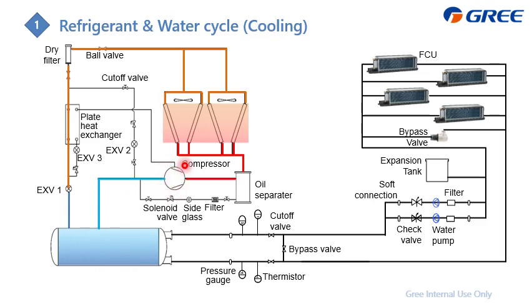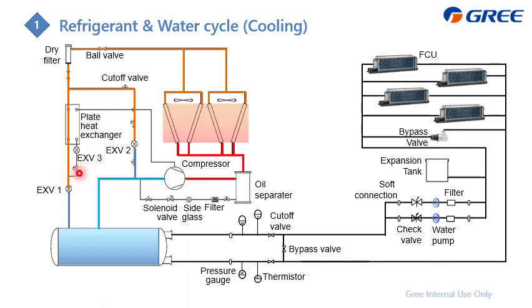And if the compressor becomes too hot, it will conduct the refrigerant from here directly, and then it goes through this EXV2 and also gets expanded to become low pressure liquid. Then we spray this low temperature liquid on the suction side of the compressor to cool down the compressor.